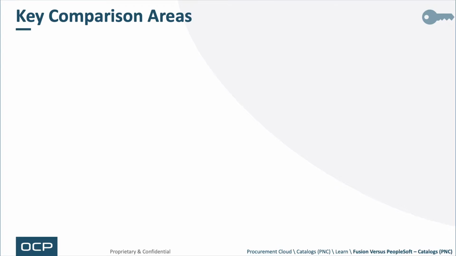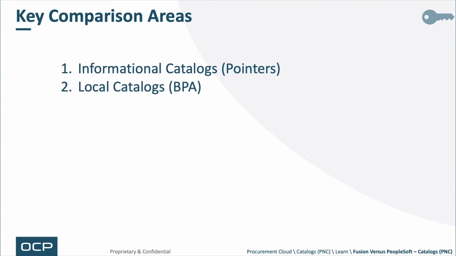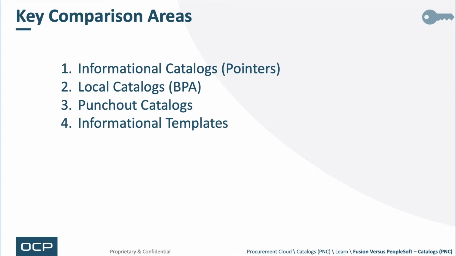Okay, so key comparison areas. We'll start with information catalogs, which I also call pointers. We'll talk about local catalogs, which exist in both PeopleSoft and Fusion. And we'll talk a little bit about BPAs because they're heavily related. Punchout catalogs, again, exist in both. Information templates, this is a Fusion tool. SmartForms, which are SmartForms in Fusion, and we'll call them Express Forms inside of PeopleSoft.